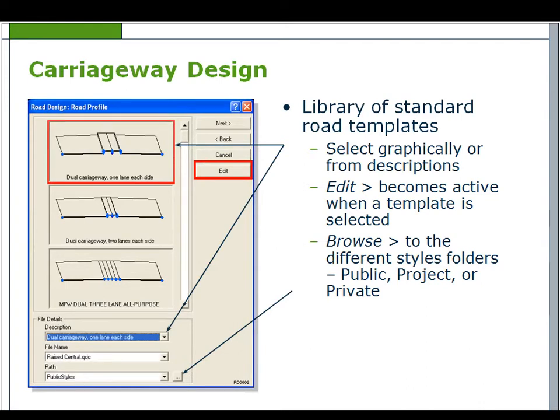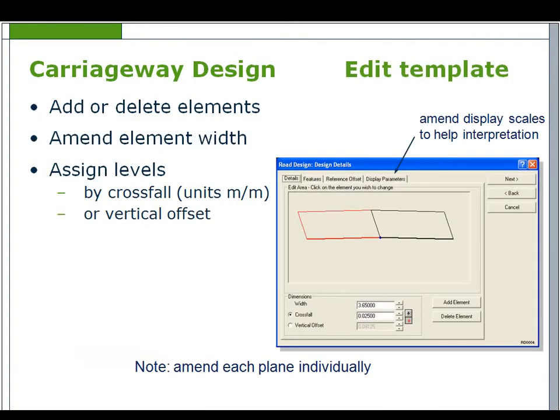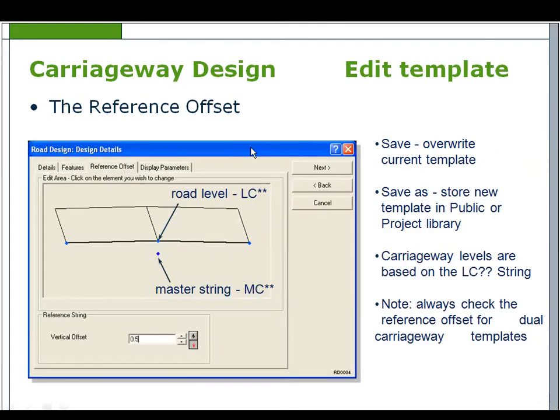MX supplies a library of standard road templates which can be selected graphically or from descriptions. Select Browse to access the different styles folders. Edit becomes active when a template is selected. Elements can be added or deleted. Individual elements can be amended. Widths and levels can be assigned by crossfall or vertical offset.